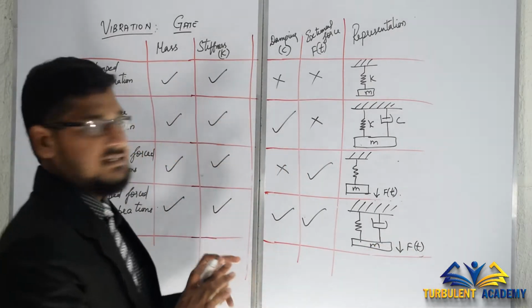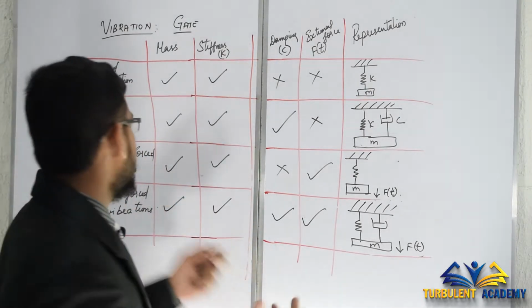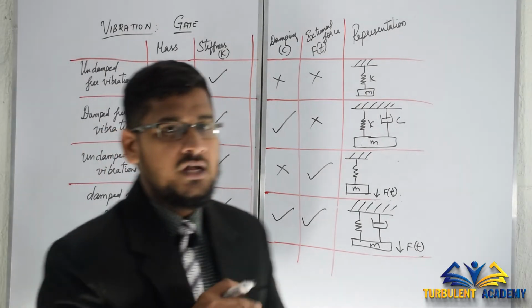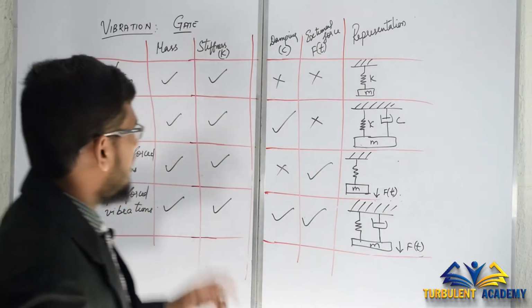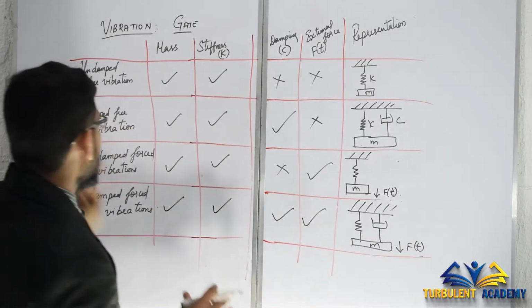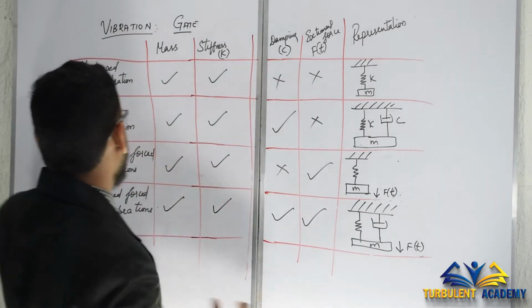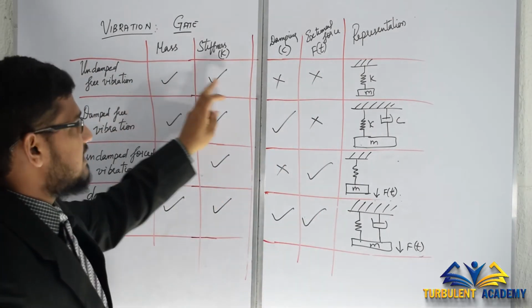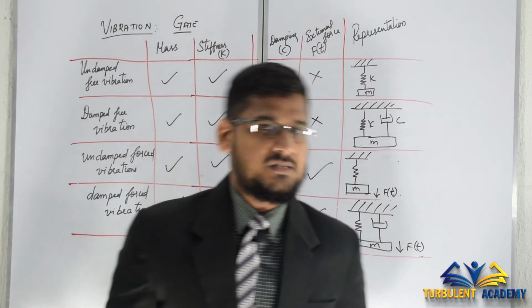Once you understand this, you will have a very good concept of undamped free vibration, damped free vibration, and the rest. You will be able to differentiate any kind of questions they ask. Now, as far as this tutorial is concerned, we are going to deal mostly with undamped free vibration, which is mass and stiffness. Fine. So we shall go ahead with the first problem now.